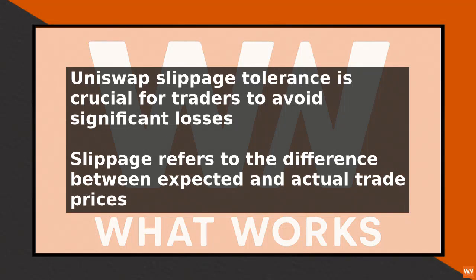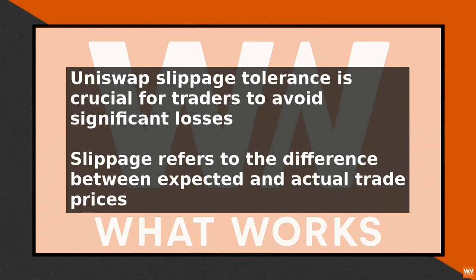Uniswap slippage tolerance is a crucial concept for anyone trading on the Uniswap decentralized exchange. Slippage refers to the difference between the expected price of a trade and the actual price at which the trade is executed. Setting the right slippage tolerance is essential to avoid significant losses.